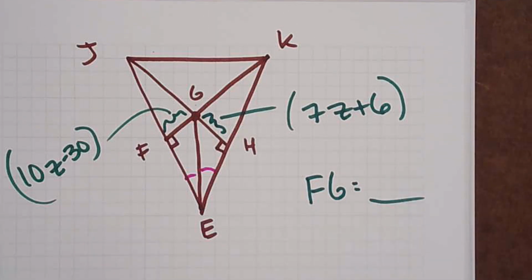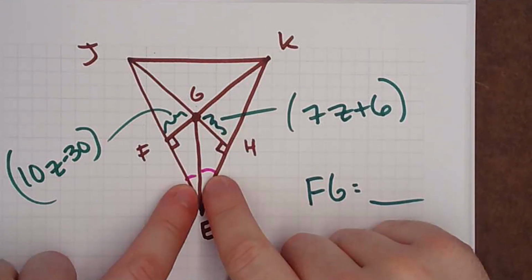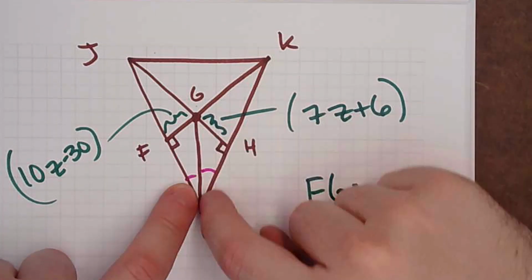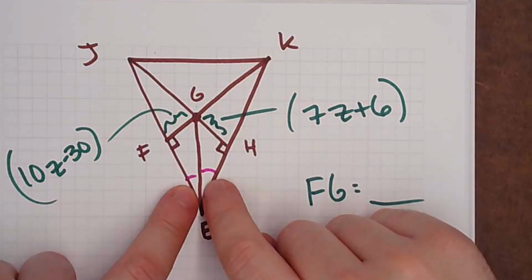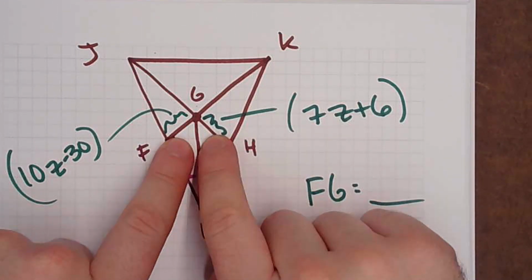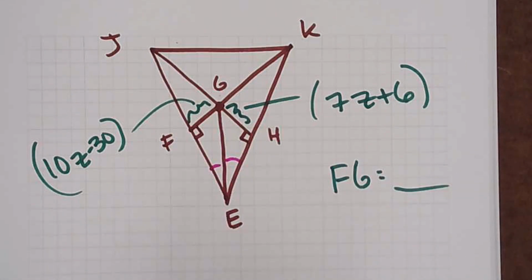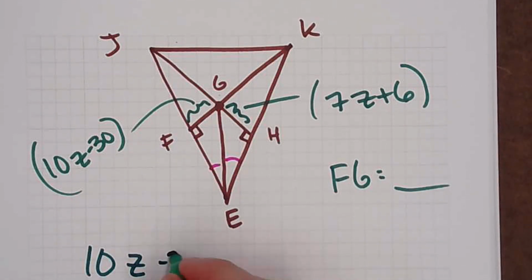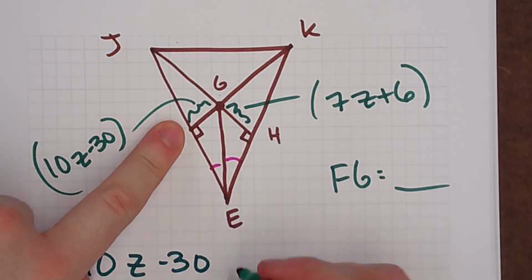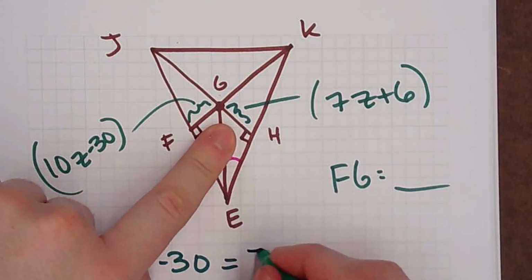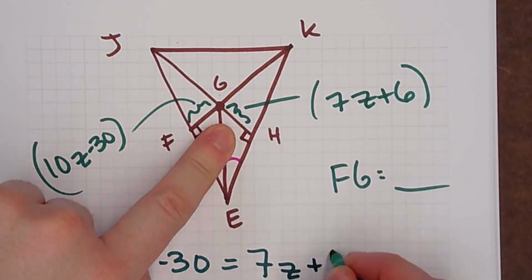Well, just like before, we know that because these two are equal, this is an angle bisector, right? So these two are equal. So that means these two sides are equal. So if they're equal, write that. 10z minus 30 is this side, right? And that's going to equal this side, which is 7z plus 6.